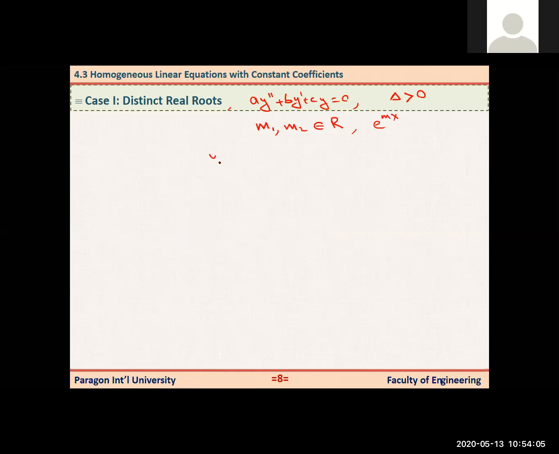We get the first solution, y sub 1 equal to e to the power m1 x, and the second particular solution, y sub 2 equal to e to the power m2 x. Since m1 and m2 are not equal to each other, these two solutions are linearly independent, because if you multiply one by a constant number, it never produces the other. These are exponential functions, so they are linearly independent. And it's a second order equation, so it has only two fundamental solutions.